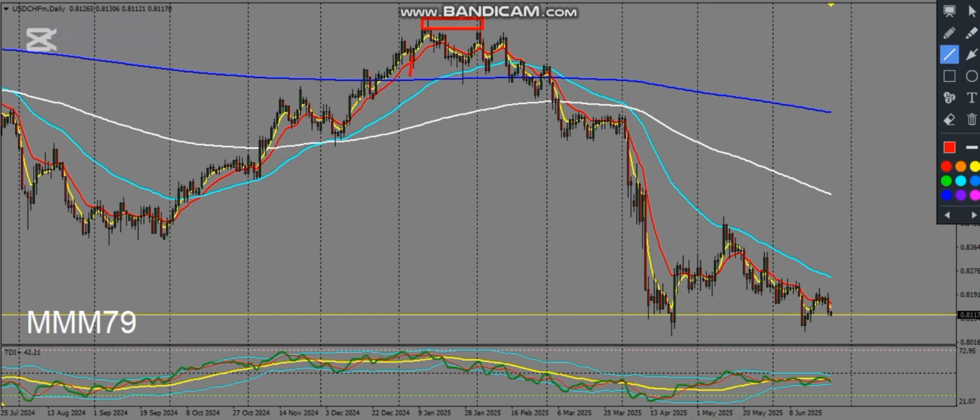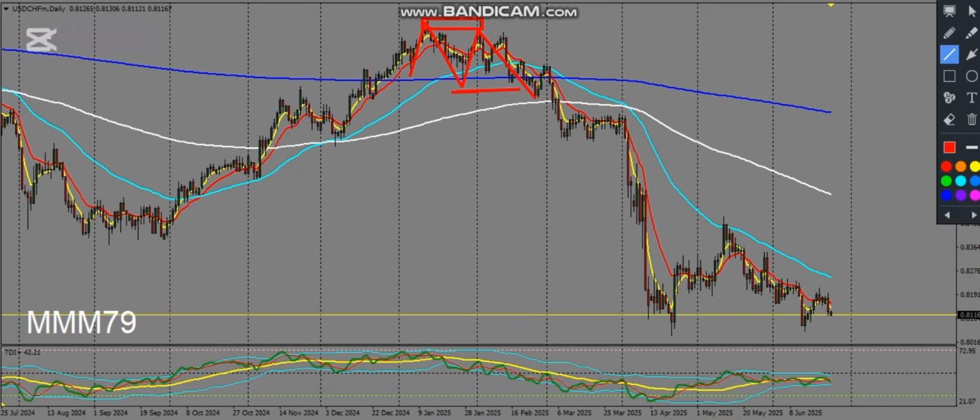You need to draw the M pattern like this. This is our neckline, this is our second leg, and this is our apex. Rule number one is you need to see the break of the neckline, the break of the apex and the neckline to the right side. Now this is our M pattern.